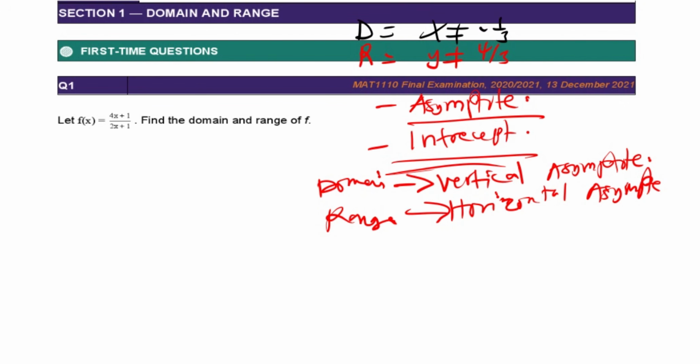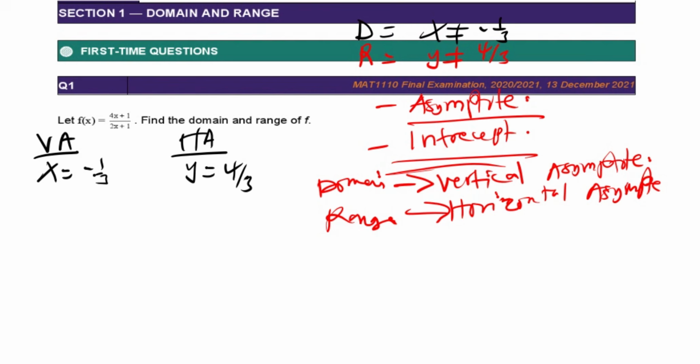The only difference there is the domain, we said x is not equal to -1/3, but the vertical asymptote, you are going to say x is equal to that number. I hope this is going to make sense. The horizontal asymptote is the same as the range. The only difference here is that the range, we are saying that y should never be equal to 4/3, but for the asymptote, y will be equal to 4/3.